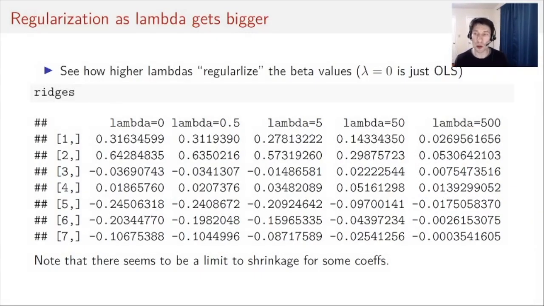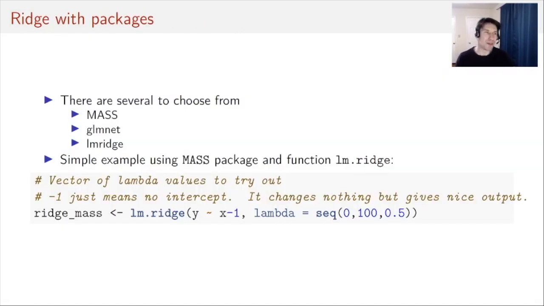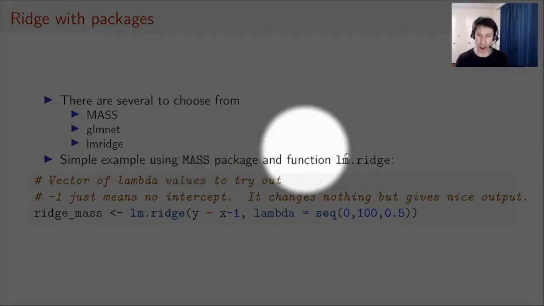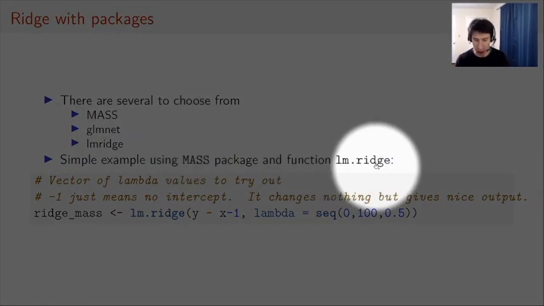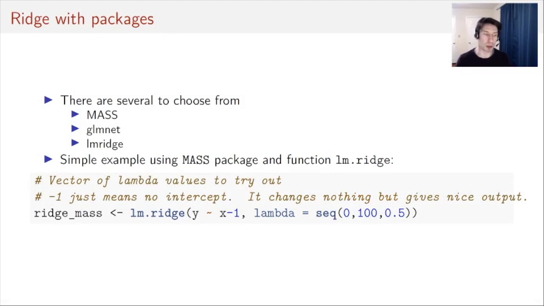In other words, the coefficients never get to actual 0. Now, of course, R has many packages that you can run a ridge regression with. There are several to choose from. MASS, glmnet, and lmridge are the 3 that I tried out here. I'm going to use the MASS package with the function lm.ridge, because that one is quite simple in its use.